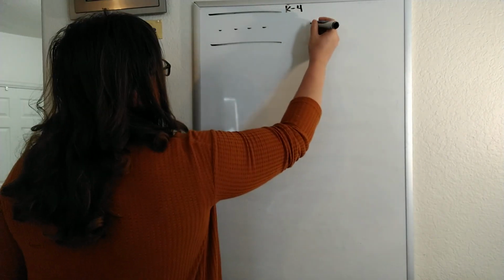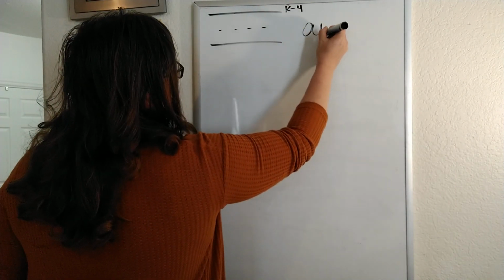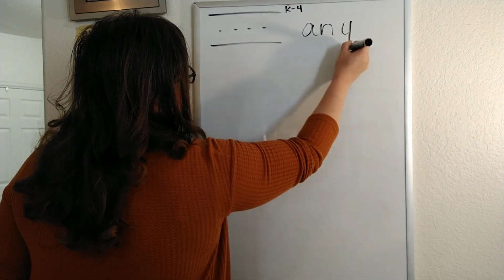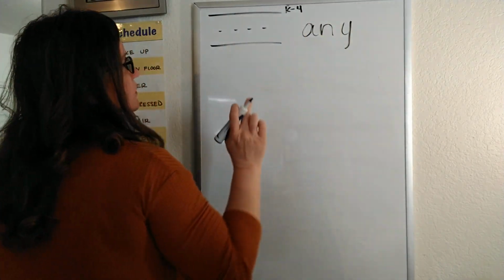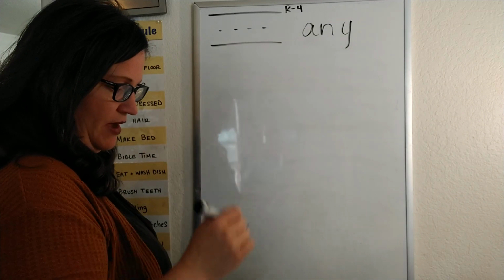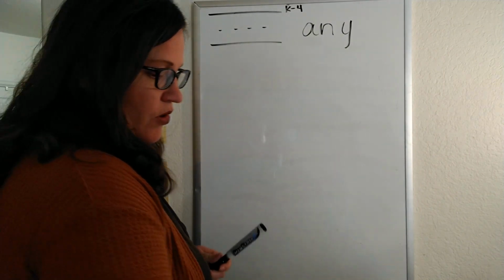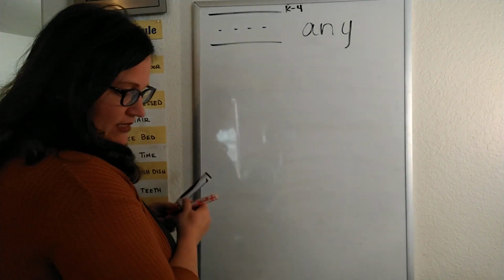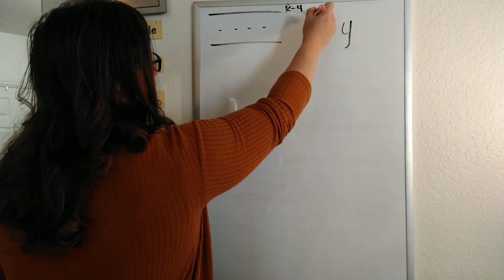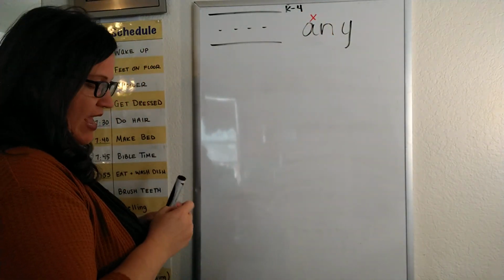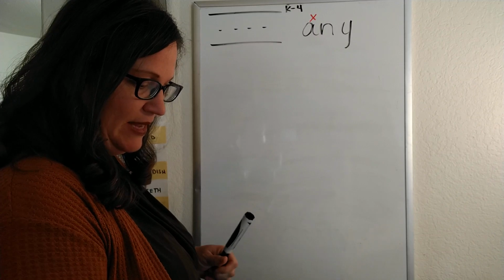Okay, sound it out for me. And put a little space for the syllable. It's two syllables, right? Does yours look like mine? Yep. We are going to put an X over the "an" because it is an exception.